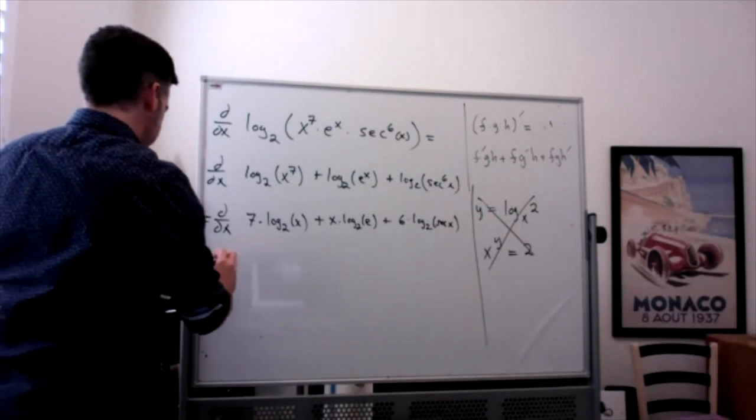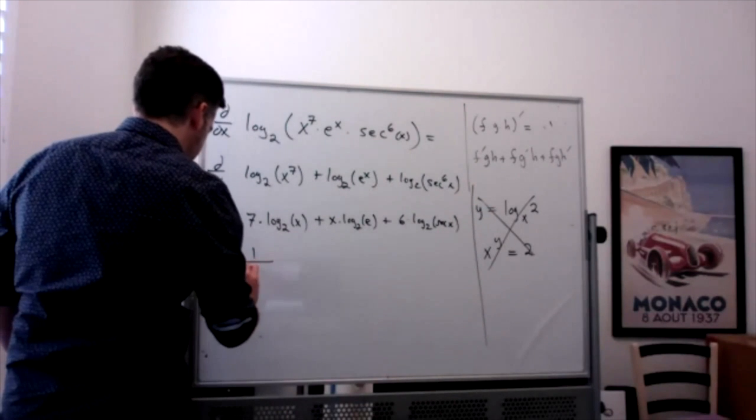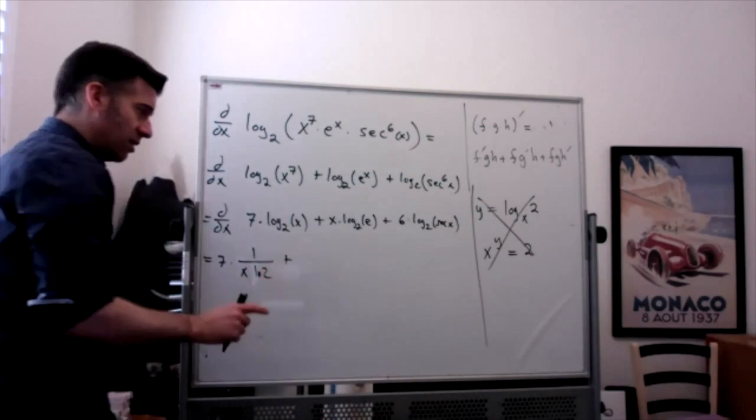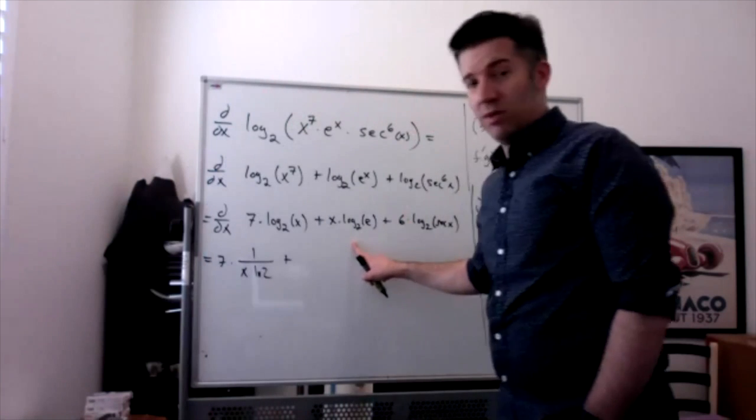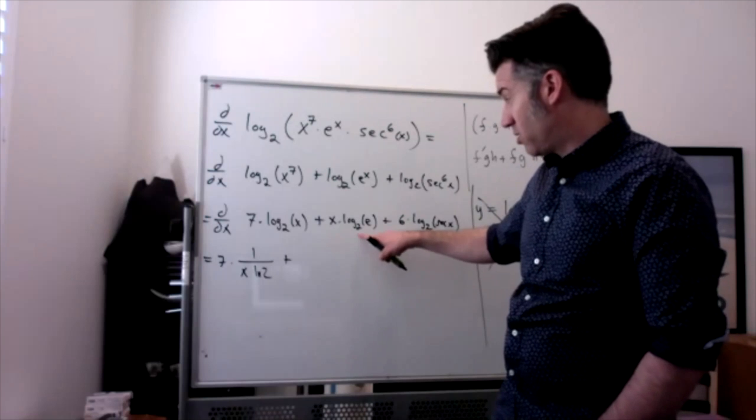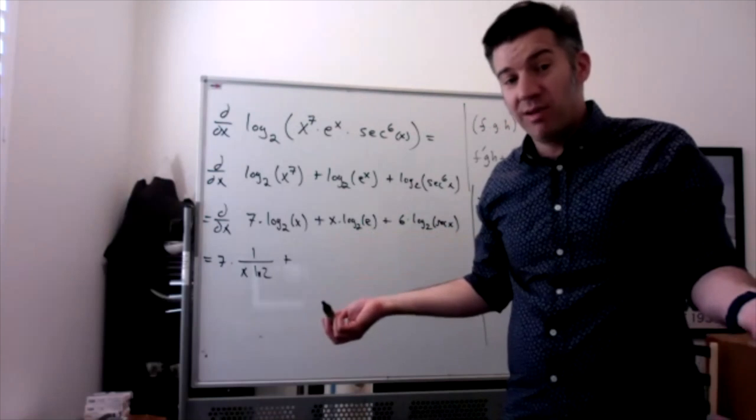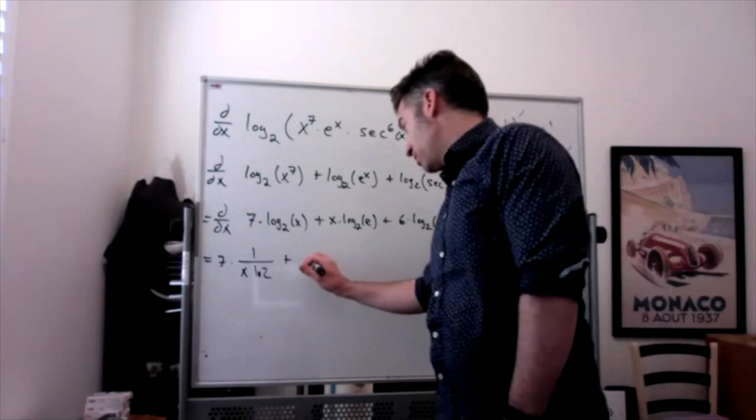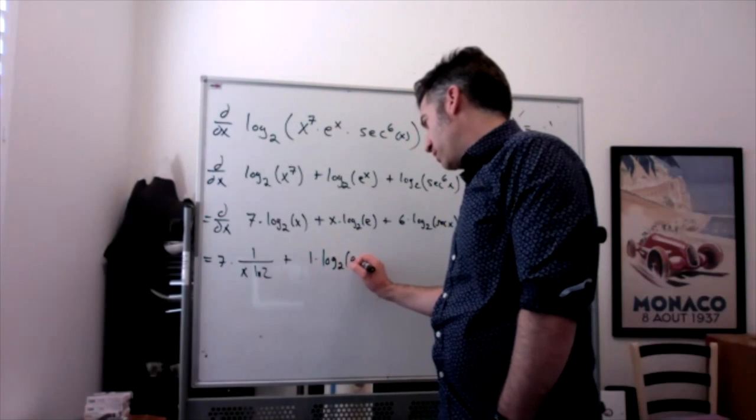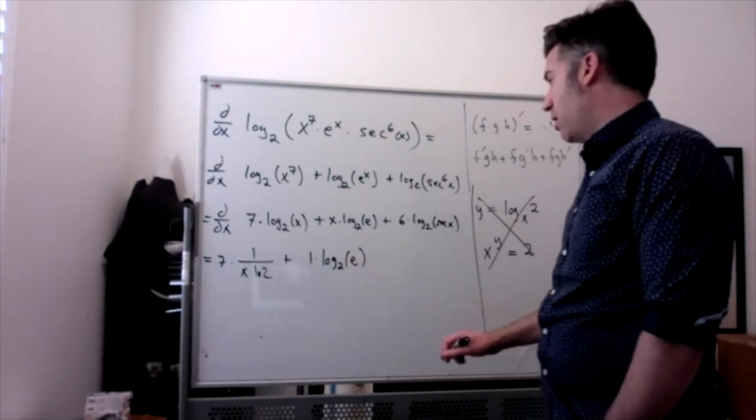So I'm going to get 7 times the derivative of log base 2 of x, which is 1 over x, and then I just have to divide by the natural log of 2. This one's a little bit more interesting. This one is x times a constant. Log base 2 of e is just a number. I don't know what it is, but it's just a number. So that's going to be 1 times log base 2 of e. Kind of funky. That's all right.